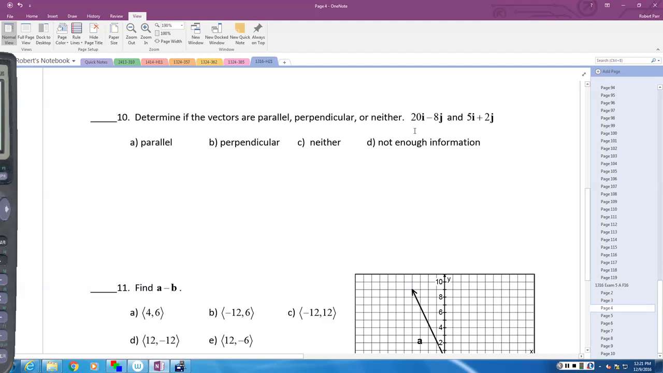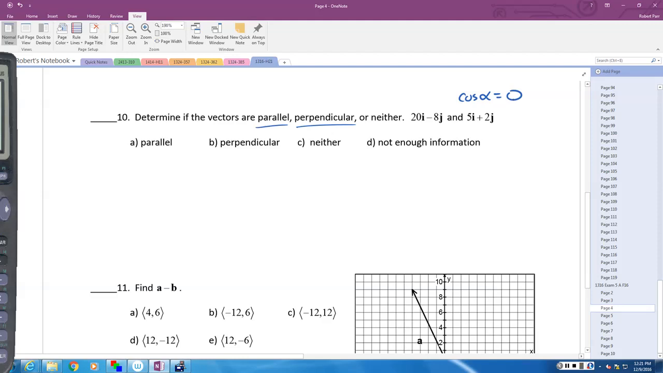Okay, to find out if vectors are parallel or perpendicular, there's a little shortcut to that. If the dot product of the two vectors is equal to 0, what does that mean? Perpendicular. If the dot product is equal to 0, then the cosine of the angle between them would equal 0. And what angle would make that 0? 90 degrees. So that means it's perpendicular.